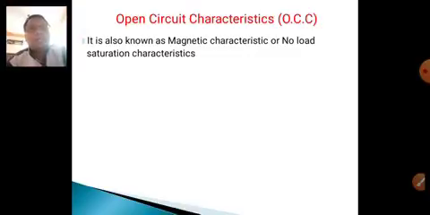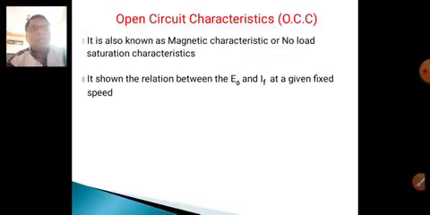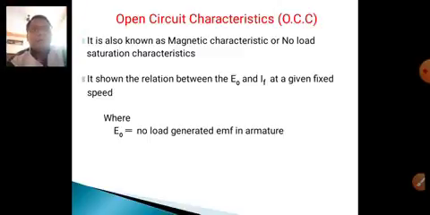Open circuit characteristics is also known as magnetic characteristics or no load saturation characteristics. This curve is drawn between the no load EMF and field current. It shows the relationship between E naught and IF at a given fixed speed, where E naught equals the no load generated EMF in the armature, and IF equals the field current or exciting current.